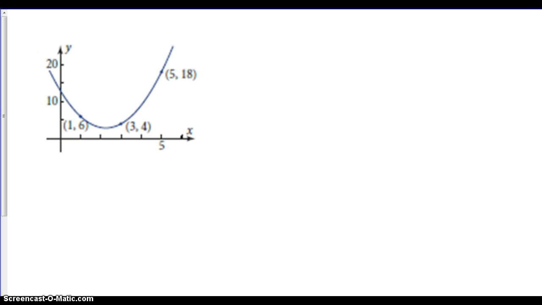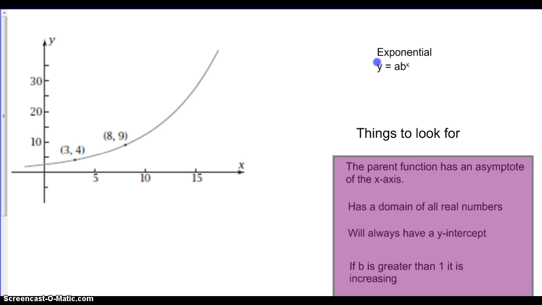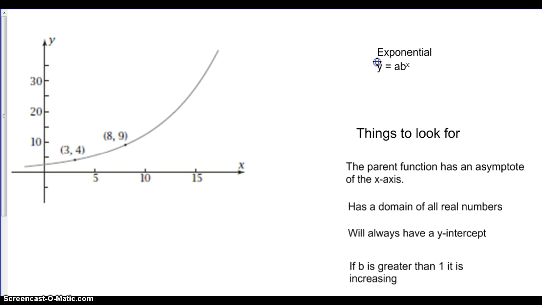Now if that wasn't enough fun, here's another one for you. And again, use regression to find out the answer. We can identify that it's a quadratic. The next type right here, we can see that this is an increasing graph. What we want to look for when we decide that this looks exponential is that the parent function would have the asymptote of the x-axis, domain all real numbers, and that it has a y-intercept. That's big. All right?